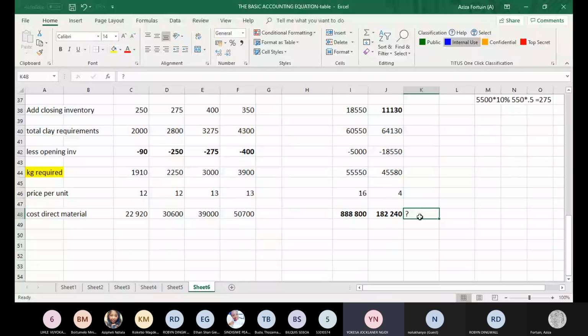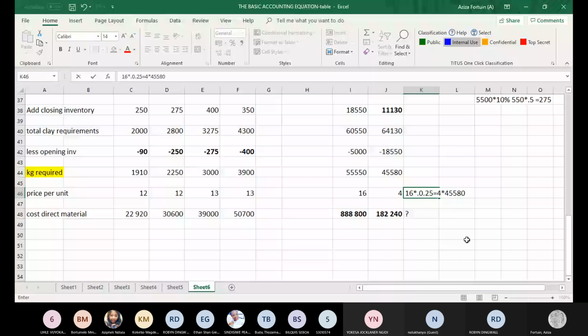It's 16 rand times 0.25, right? So then it's 4 rand. Then you say 4 rand times my 45,580, and then you get 182. So let's just test you quickly further.